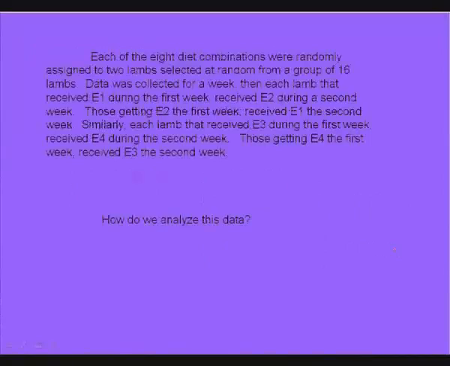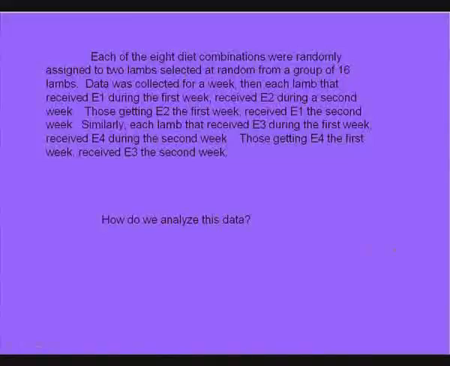And each of the 8 diet combinations were randomly assigned to 2 lambs selected at random from a group of 16 lambs. Data was collected for a week, and then each lamb that received E1 during the first week received E2 during a second week, and those getting E2 the first week received E1 the second week. And similarly, each lamb that received E3 during the first week received E4 during the second week, and those getting E4 the first week received E3 the second week.